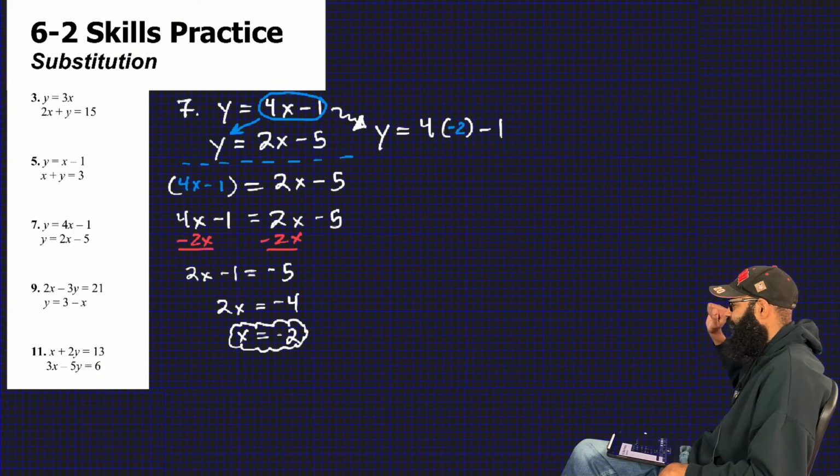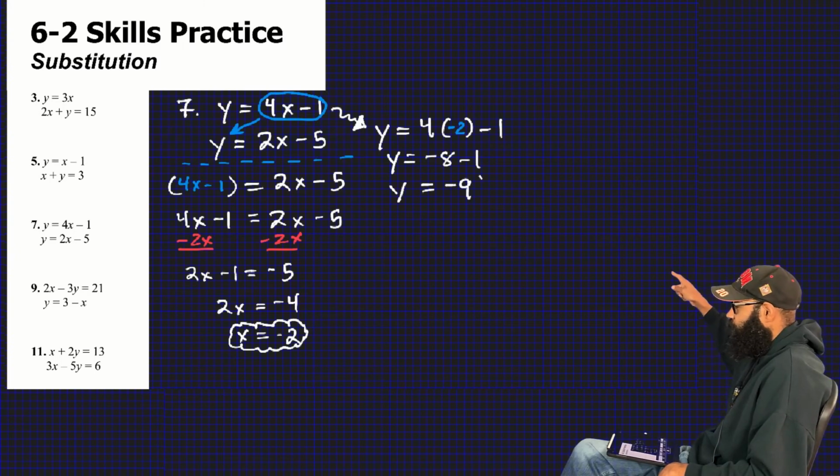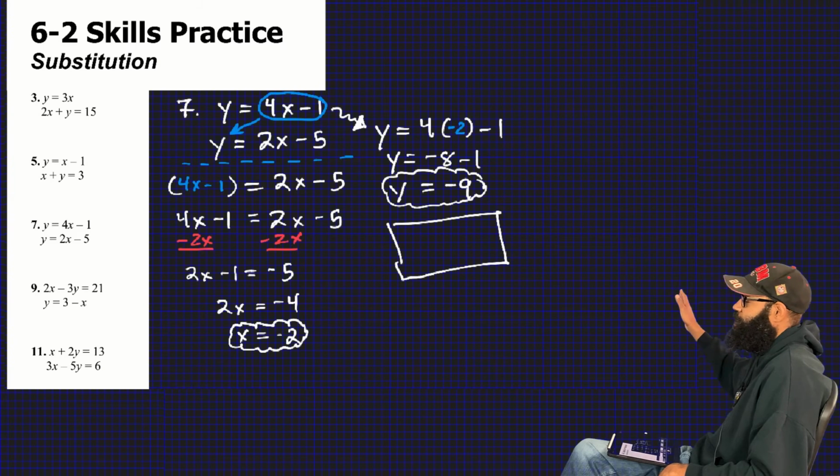It's going to give me -8. -8 minus 1, y is equal to 9. Now, as quick as I can do this, the second equation, y equals 2x minus 5, guess what? 2 times -2 is -4. -4 minus 5 is -9. So you would get the same answer.